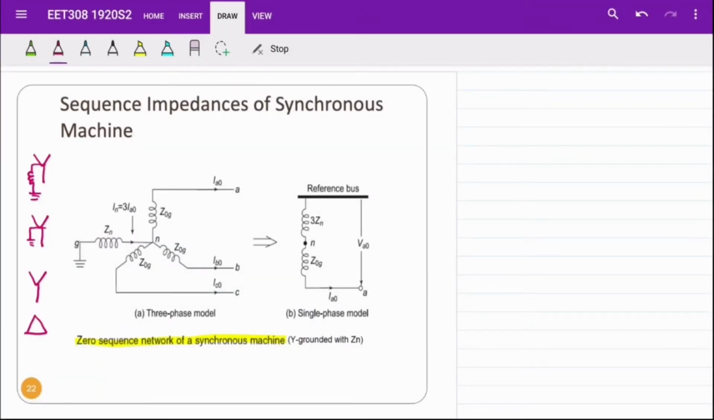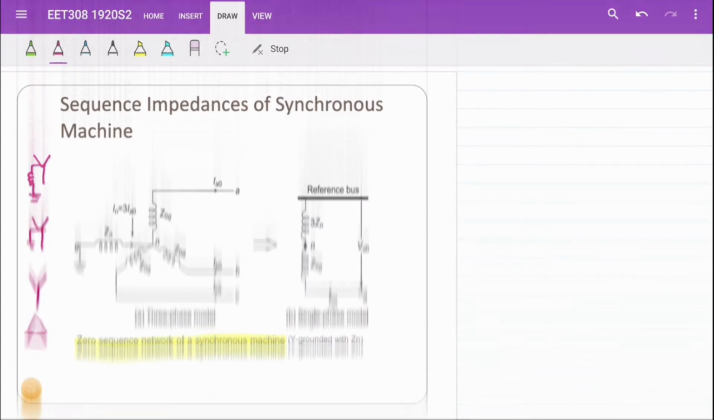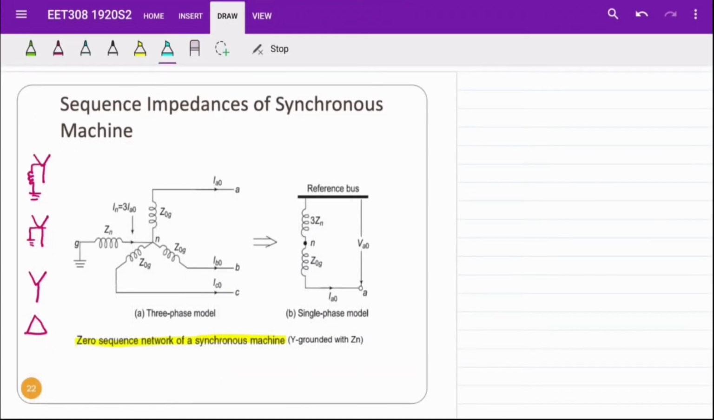Now we discuss how to convert the three-phase model zero sequence network of a synchronous machine with Y grounded with Zn to the single-phase model. First, we look at the three-phase connection. As shown in figure A, we can see that the Y connection of the generator is connected to the ground with impedance Zn at point N.